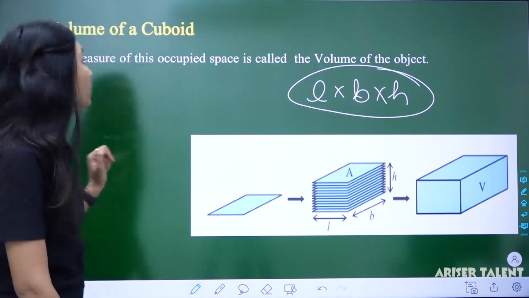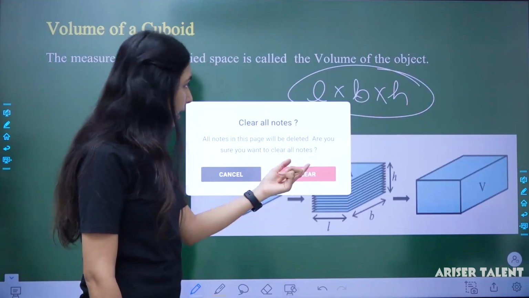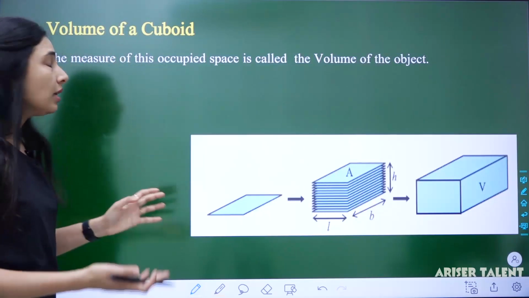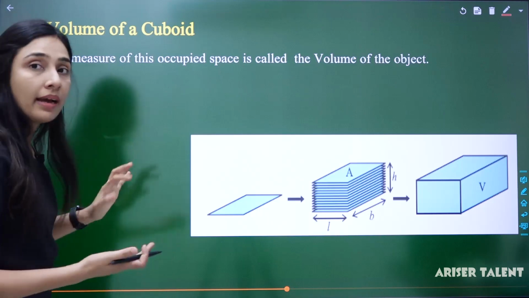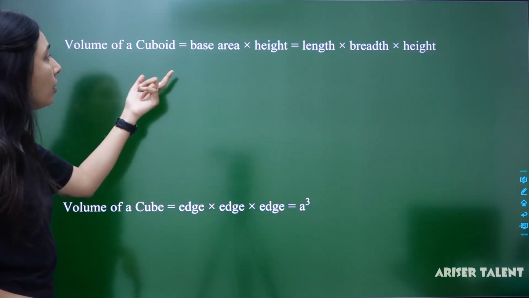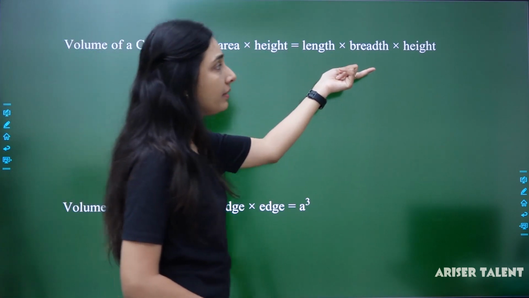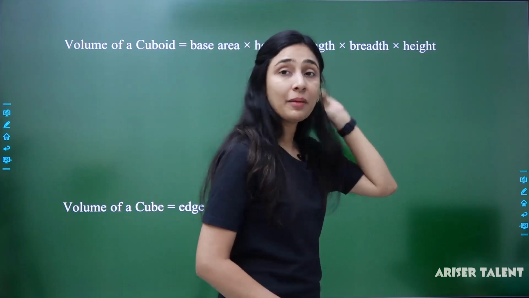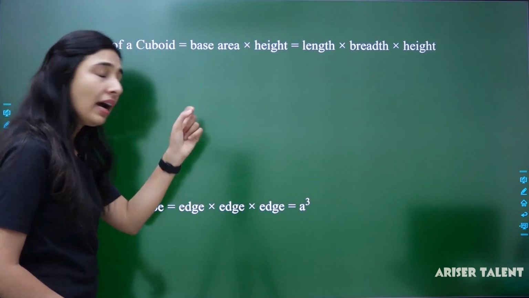Done with that? Okay. The measure of this occupied space is called the volume of the object. That we know for sure, that the space that is taken by an object is its volume. Volume of a cuboid is base area times height. So base area is length and width, which we've talked about, multiplied by height, which again gives us L multiplied by B multiplied by height.